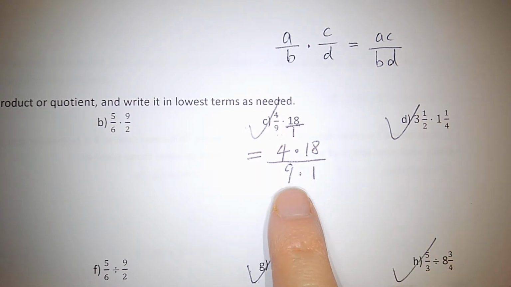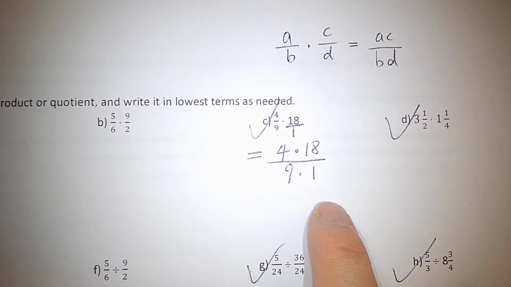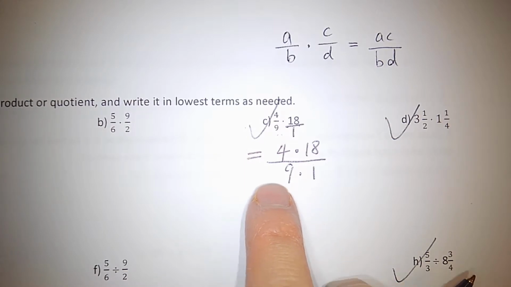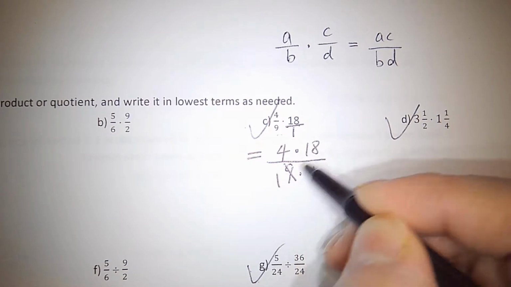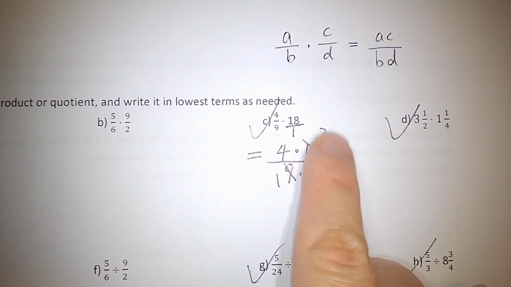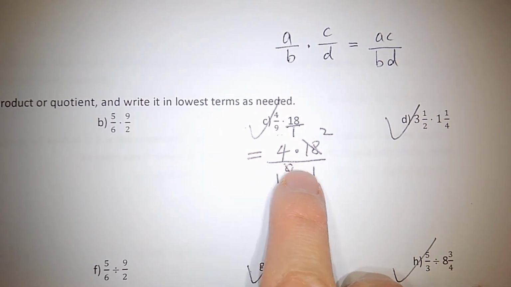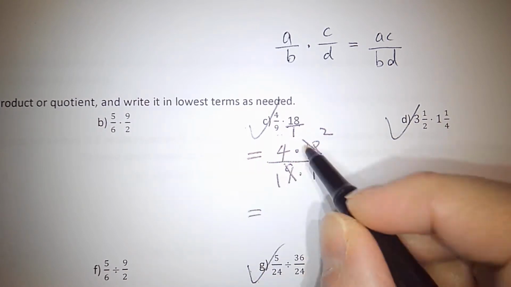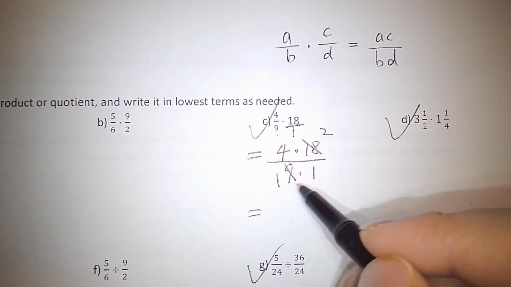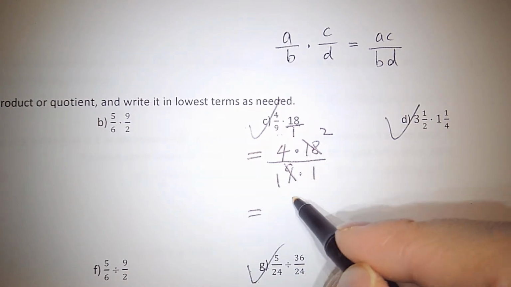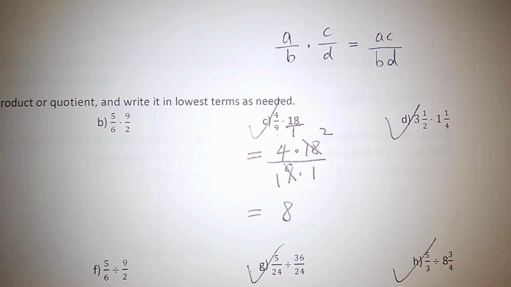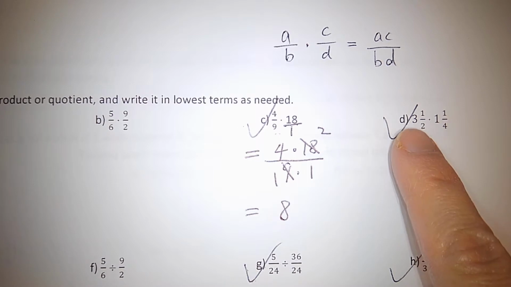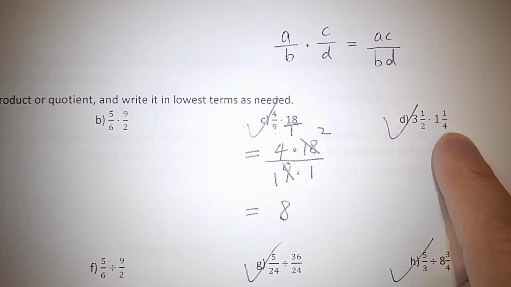From here, are we able to simplify, like cancel out a common factor? Yes. How? 9, 18, right? 1 and 2. So now, only 1 and 1 on the denominator, no common factor from the top, right? So 4 times 2, 8, divided by 1. 1 times 1 is 1, right? So 8. Right? Alright, question D. 3 and 1/2 times 1 and 1/4.